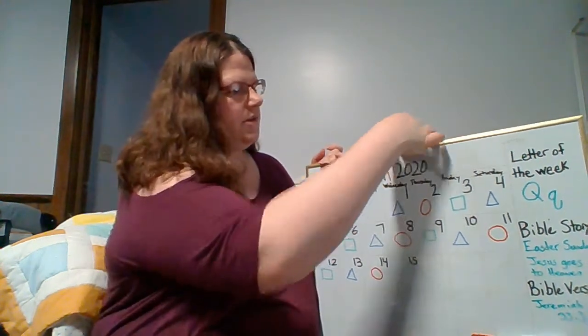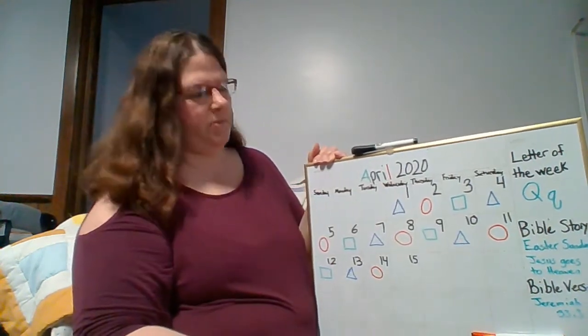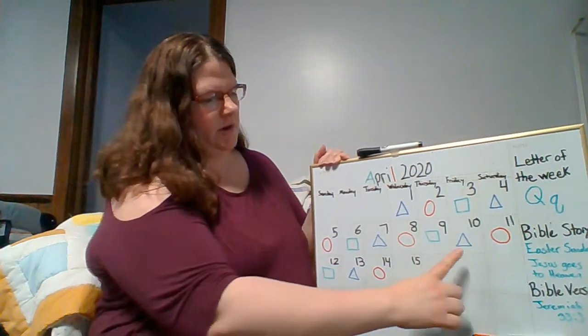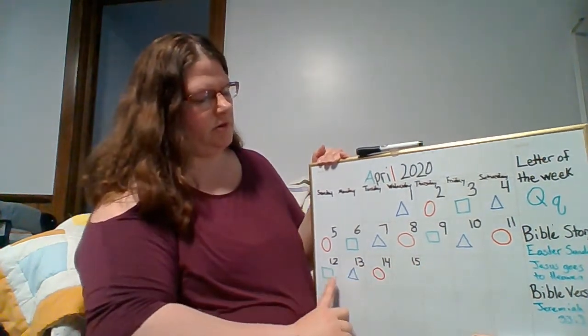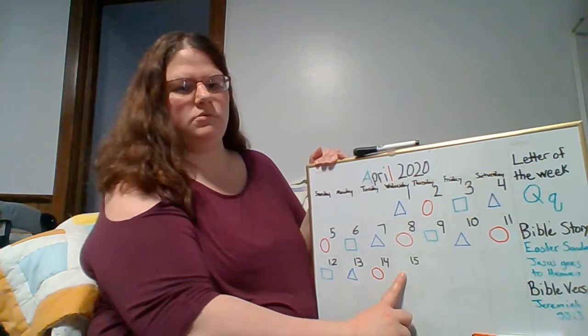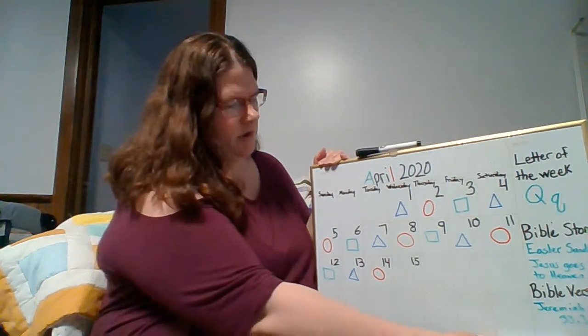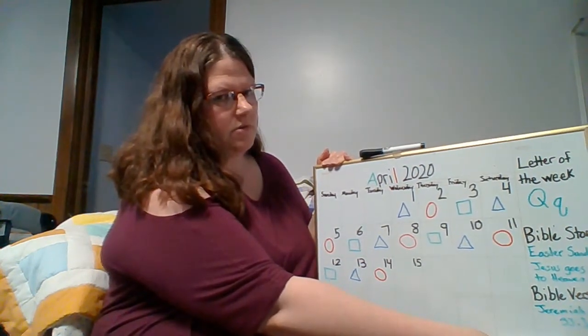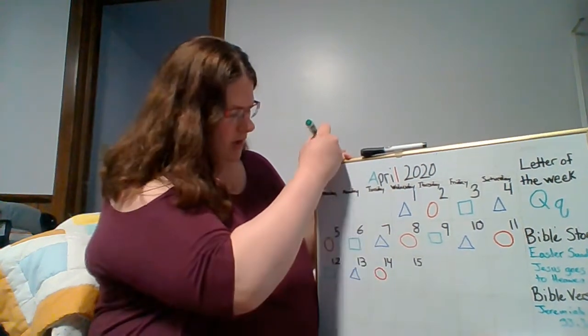And what is our pattern? What's the next shape in our pattern going to be? We've got triangle, circle, square. Triangle, circle, square. What color is the square? Green. Green square.